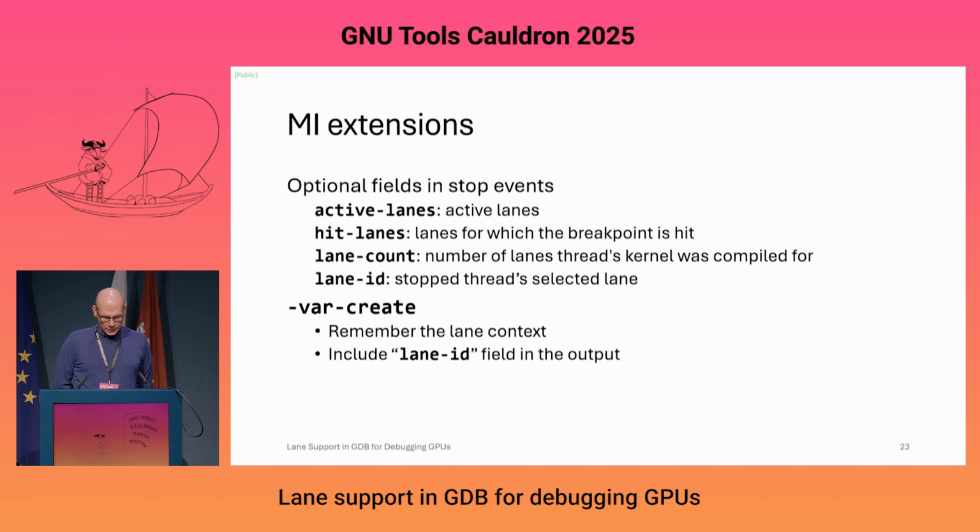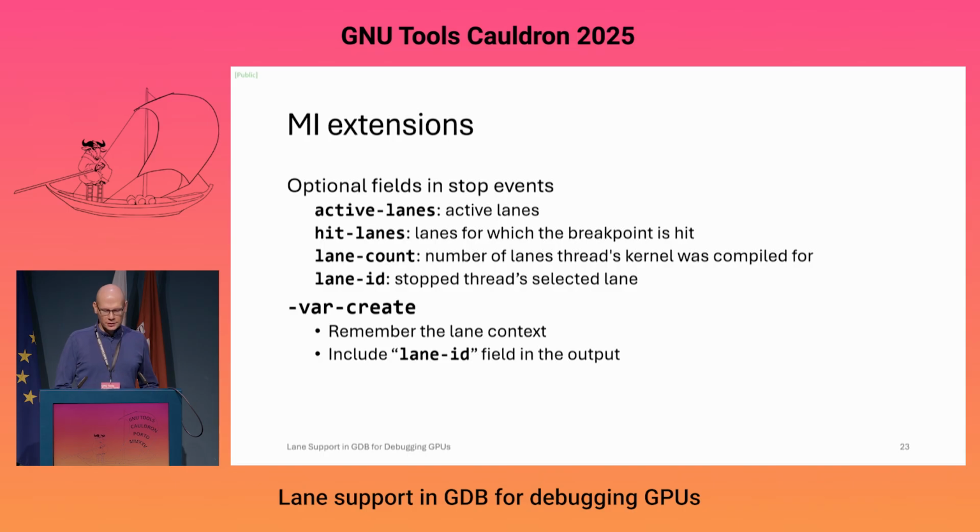Moving forward with MI extensions, in the stop events that are reported by GDB, there would be some optional fields. For instance, the active lanes is a list of lanes that are active in the thread that stopped. Or hit lanes, it's again a list of lanes for which the breakpoint was hit. The lane count is the number of lanes. And lane ID is the selected lane of the stopped thread.